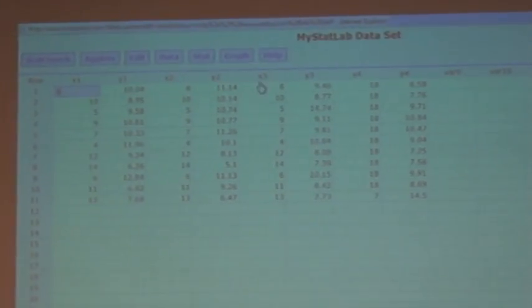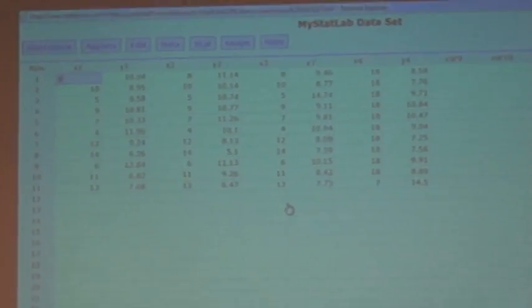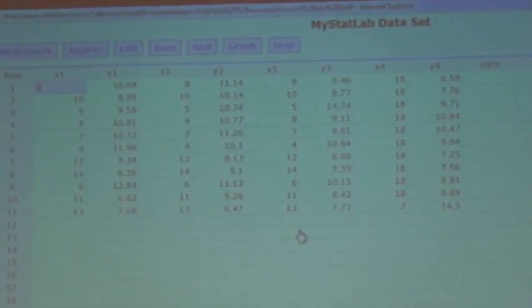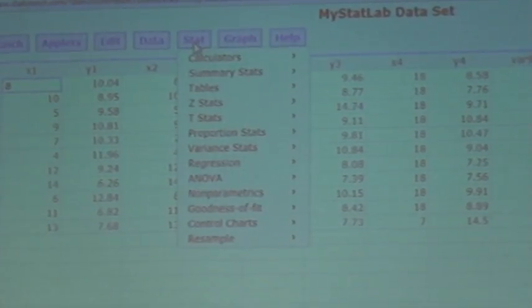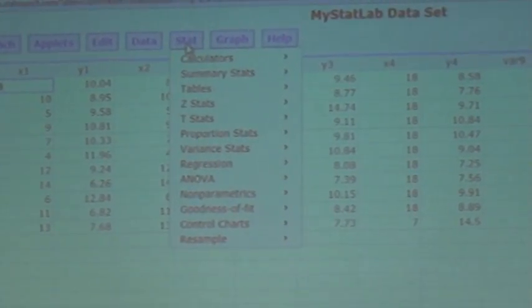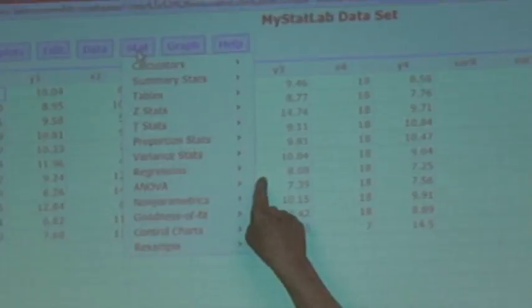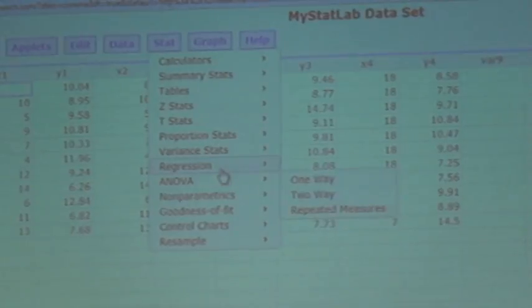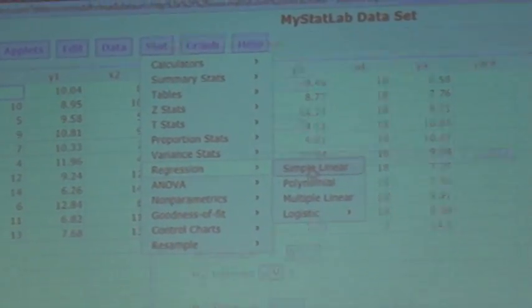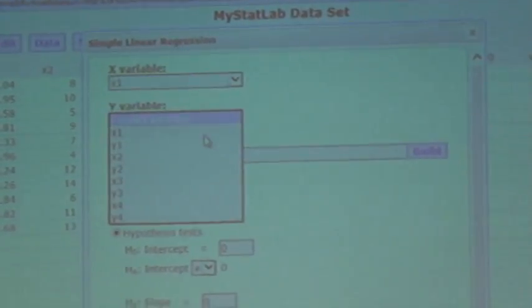Okay? And it gives you x1, y1, x2, y2, and so on. So it's telling you that you've got 4 data sets there: x and y1, x and y2, 3, and 4. Recall that for linear correlation, you click Stat, then Regression, then Simple Linear. Stat, Regression, Simple Linear. For the x variable, let's click x1 and then y1.